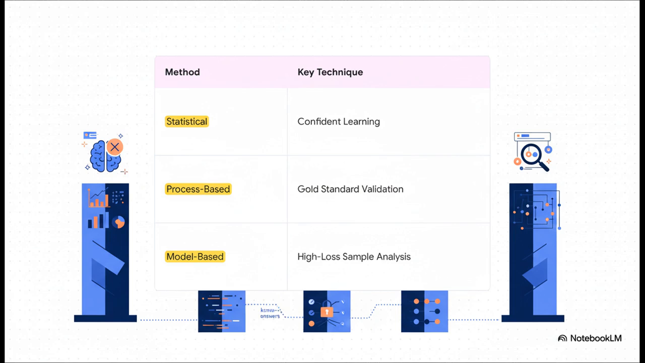Second, you've got process-based controls. A great one is gold standard validation, where you secretly slip in samples you already know the answer to, just to test your labelers. And third, there's model-based analysis, where you dig into the data points that give your model the most trouble during training. They're often hiding mislabeled data.